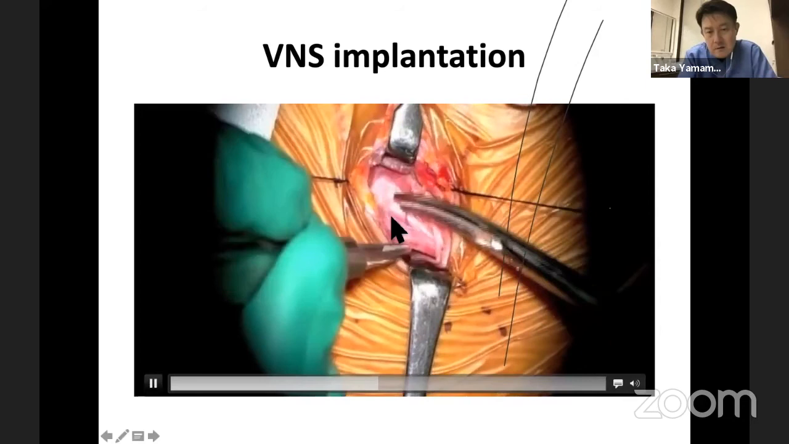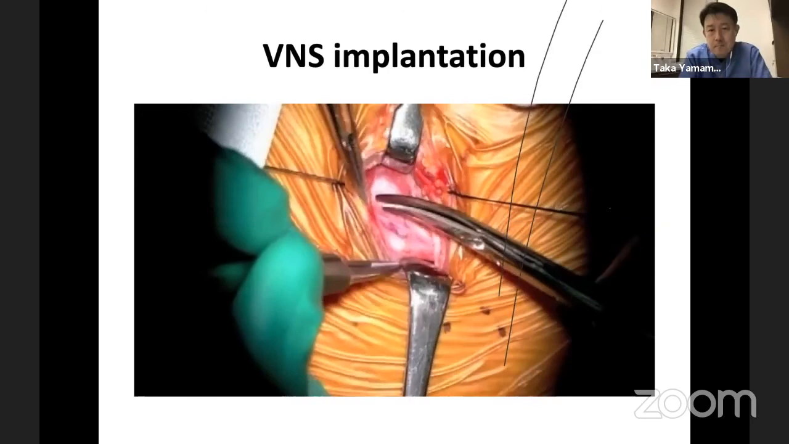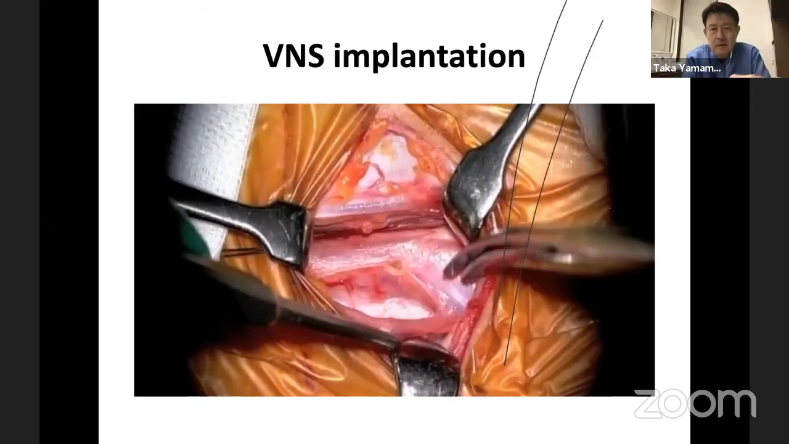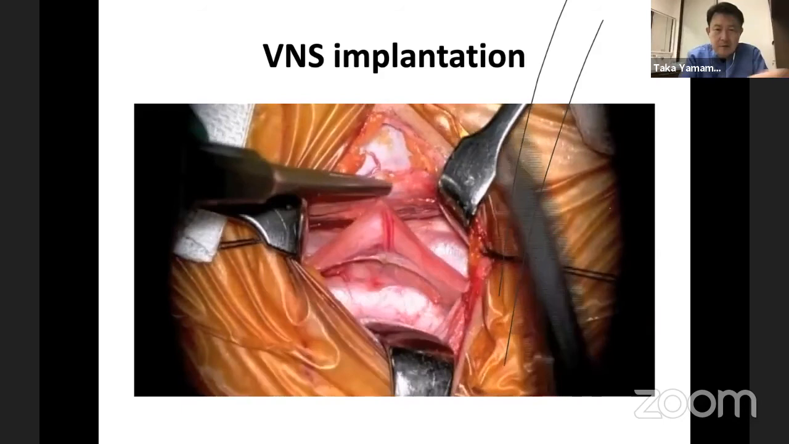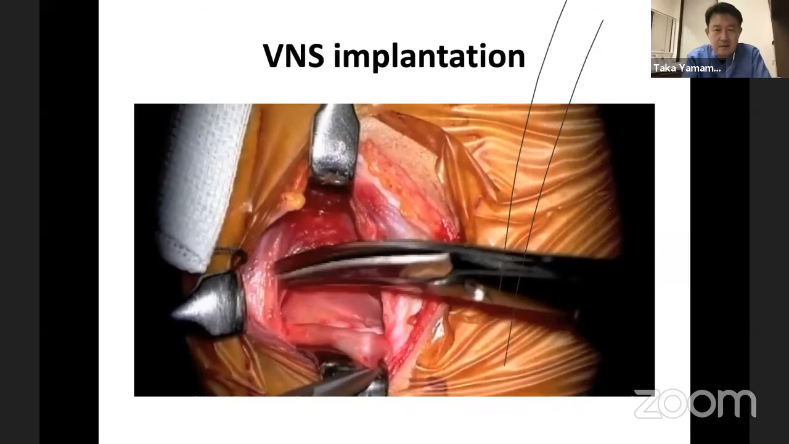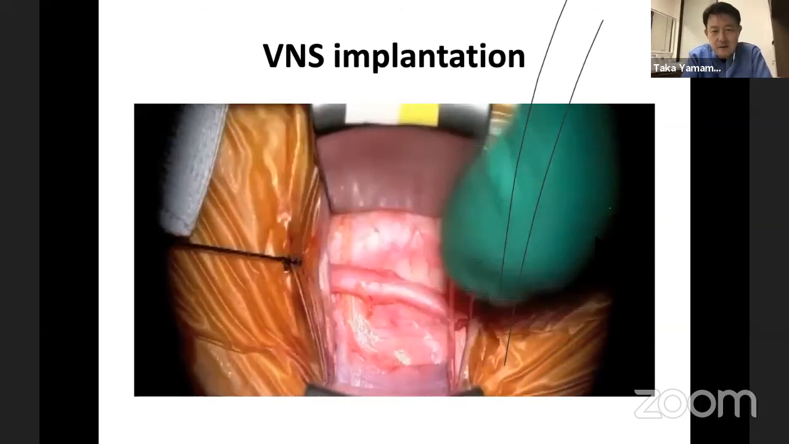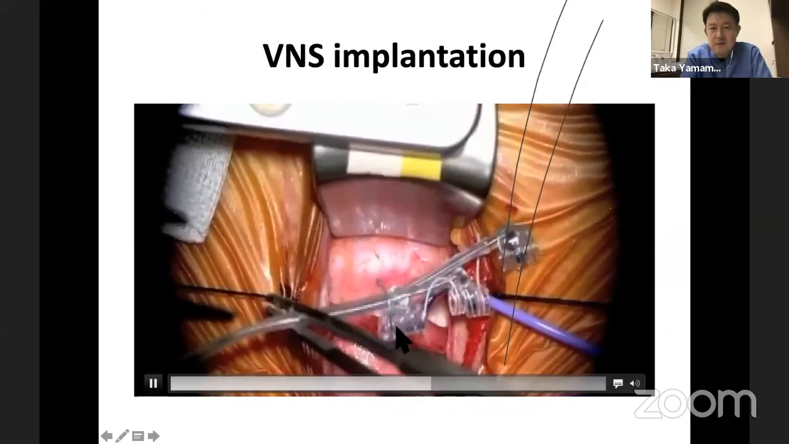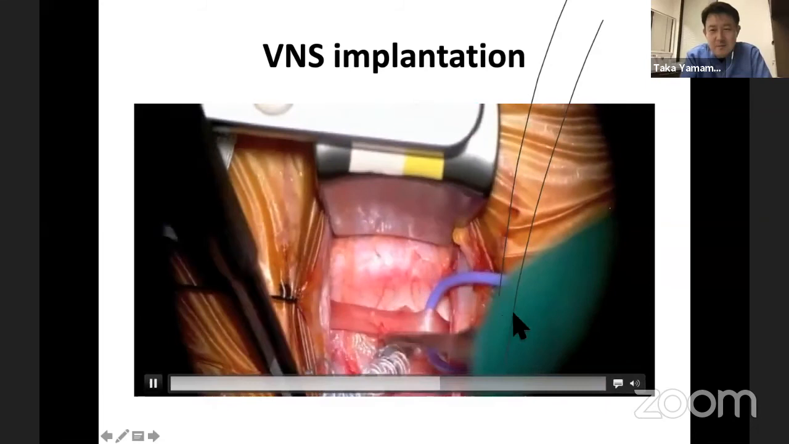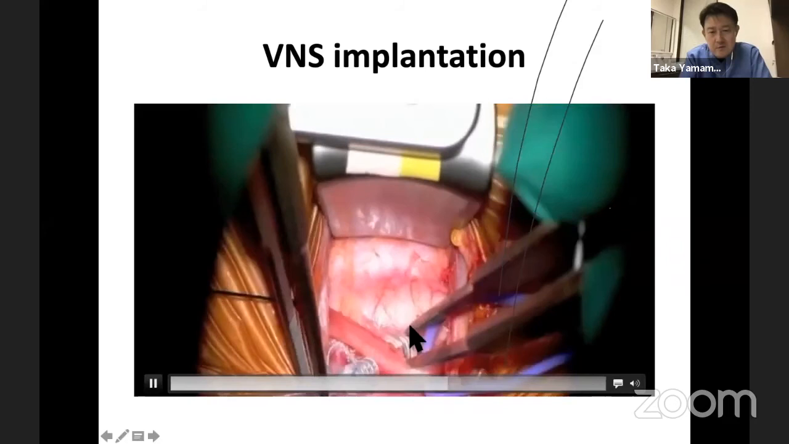And I always put some carotid sheath to the vagus nerve because there are many vessels, like the vasa nervorum, inside of the sheath. Then see this. So the blunt dissection doesn't give us bleeding. And I put one surgical tape here, and then put the electrode under the vagus nerve here.